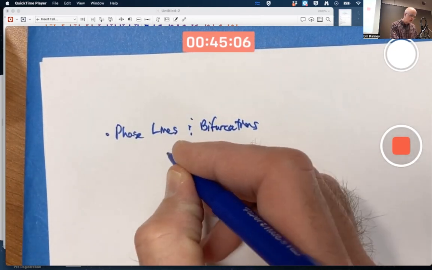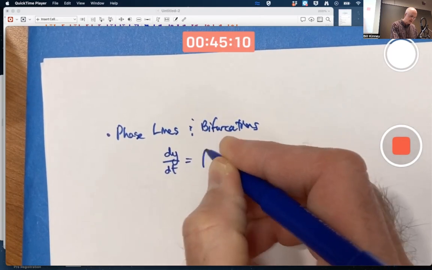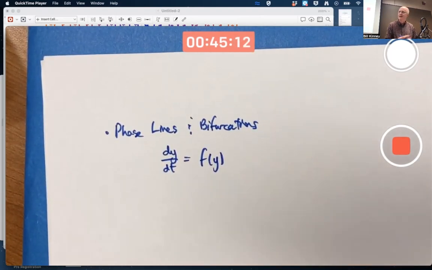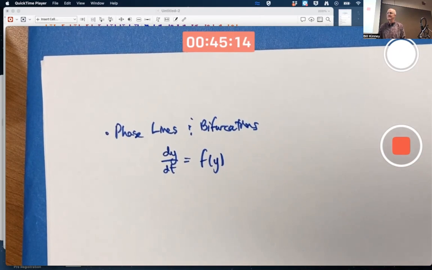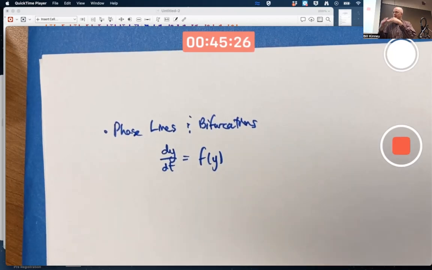Phase lines only apply to autonomous equations. You can only make phase lines for autonomous equations where the right-hand side has no t's. Don't try to make a phase line for a non-autonomous equation. You can still make slope fields. But the point is with autonomous equations, slope fields are constant along horizontal lines, so squishing the information to the y-axis makes sense.